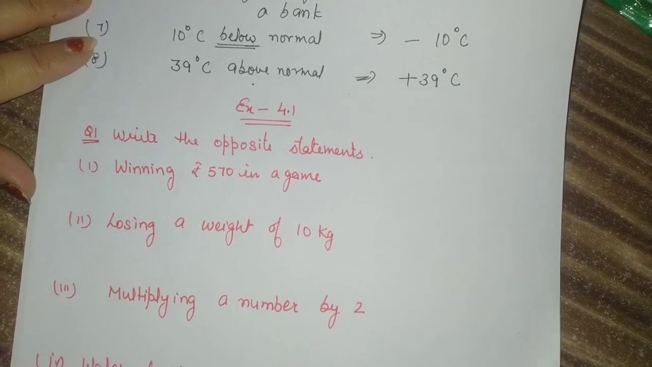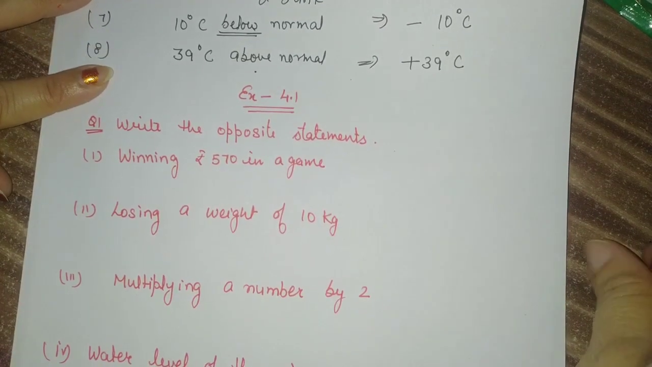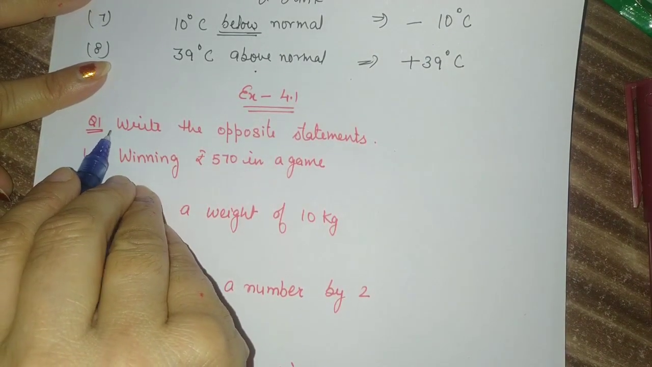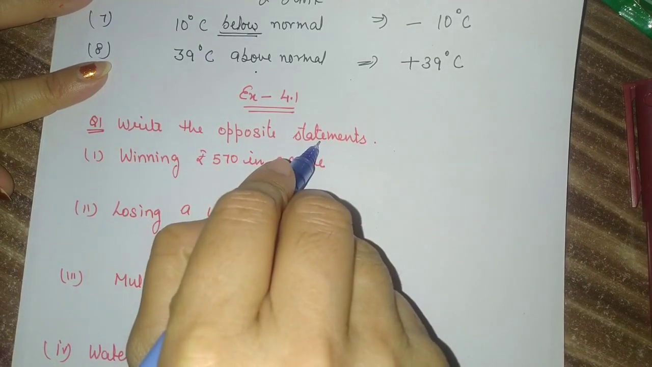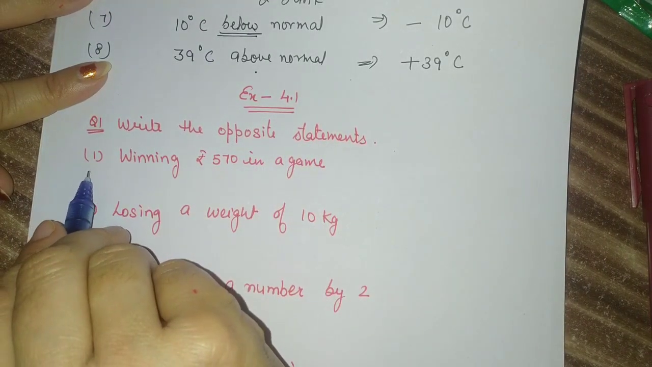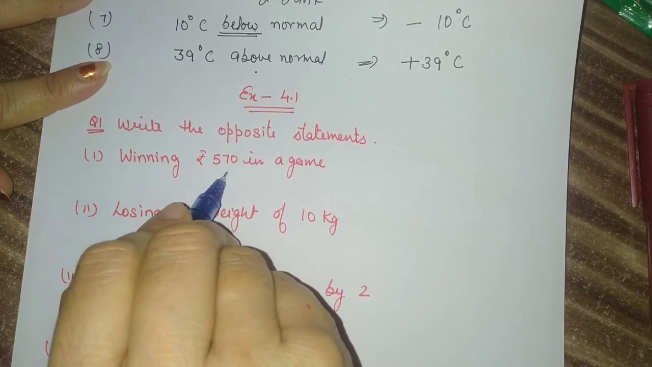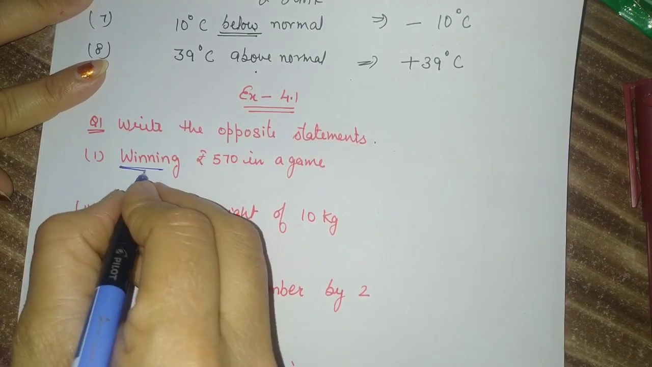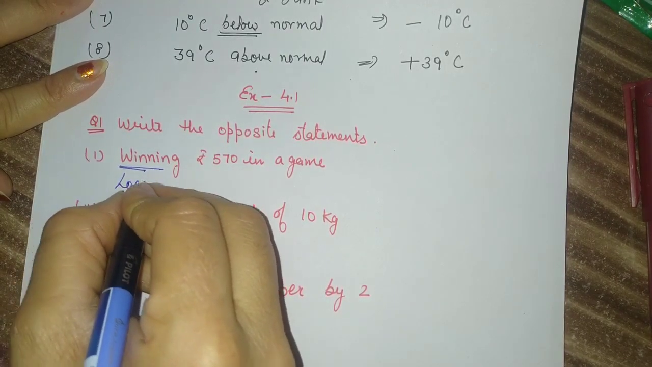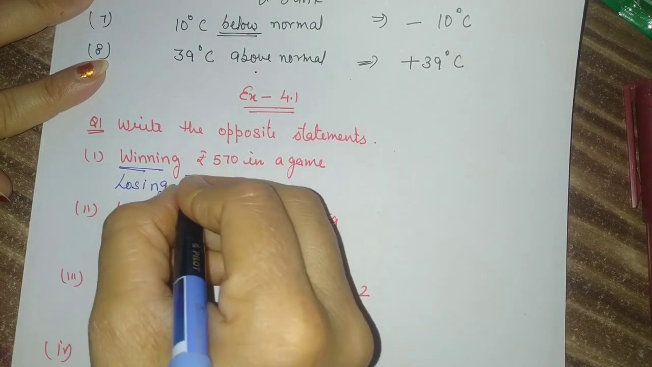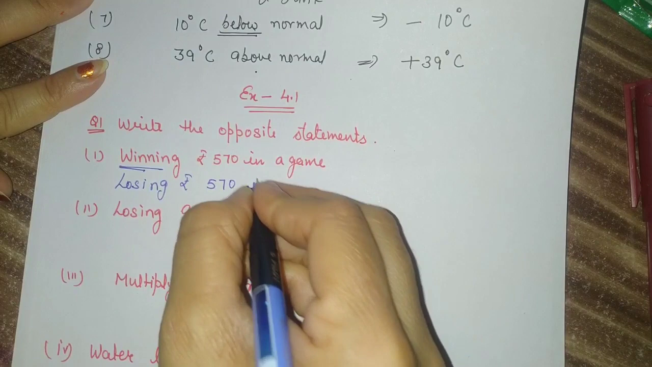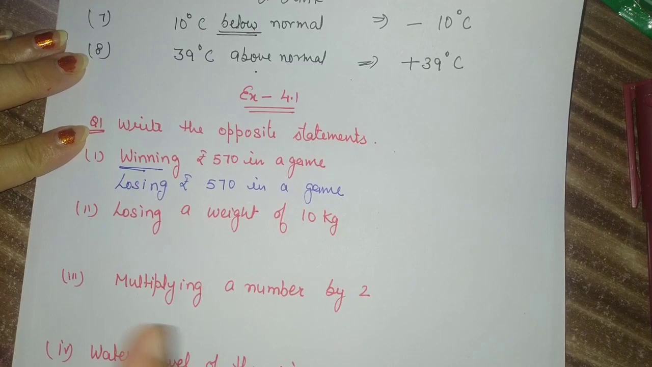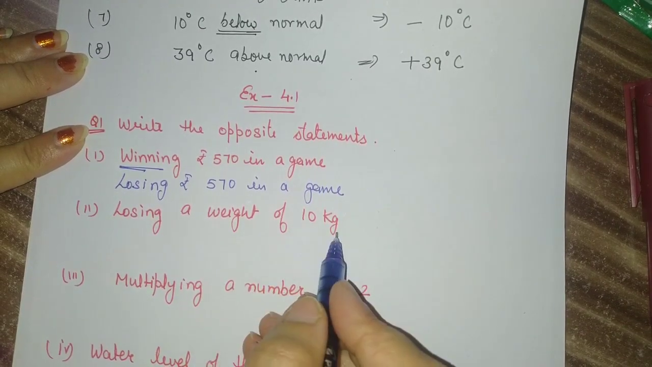Now students, on behalf of the above discussion, we are going to discuss our exercise 4.1. In 4.1, question number first, write the opposite statement of the given one. In first, they have given winning rupees 570 in a game. What is the opposite of winning? That is losing. So we will write losing rupees 570 in a game. That is the opposite statement.